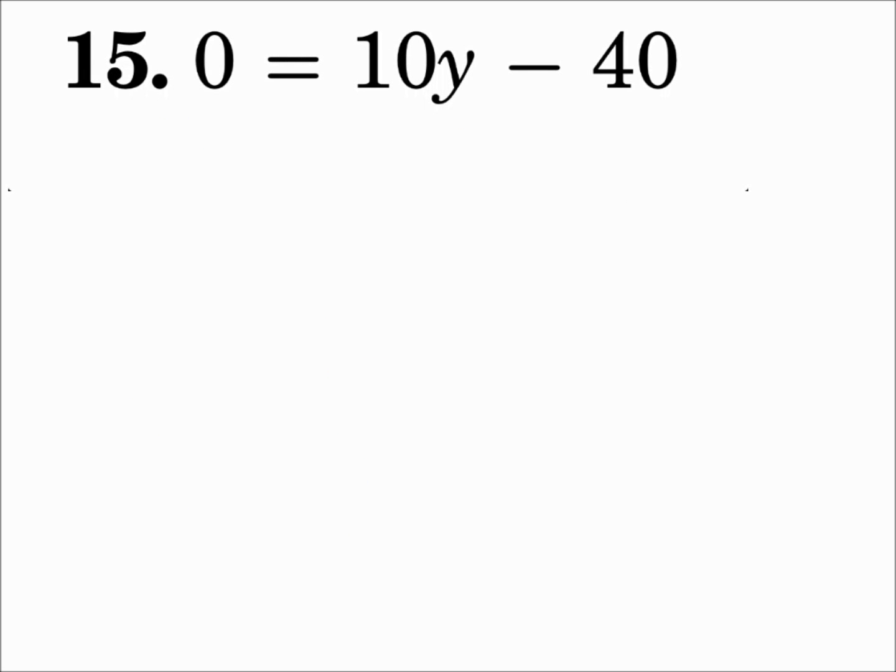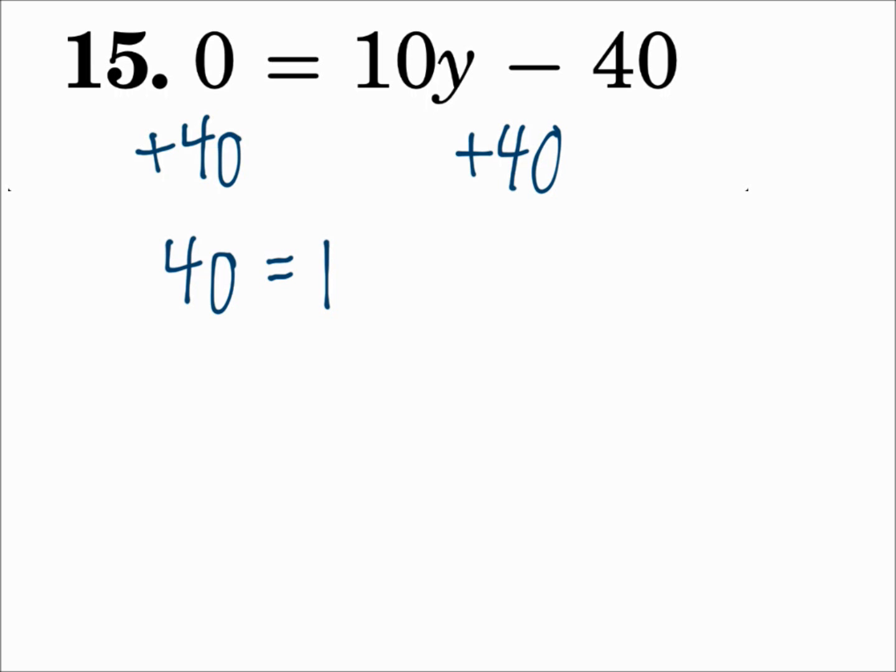Number 15. 0 equals 10y minus 40. There are no big ugly fractions, so add or subtract. Over there with the y, you're subtracting 40. Do the opposite and add 40 to each side of the equation. 0 plus 40 is 40. The 40's cancel on the right, leaving 10y.